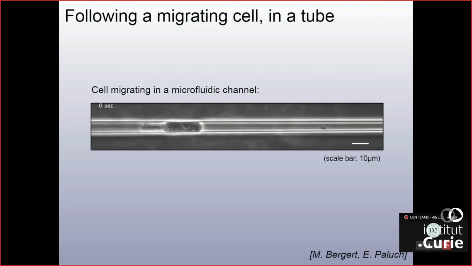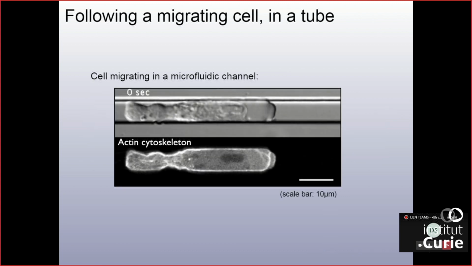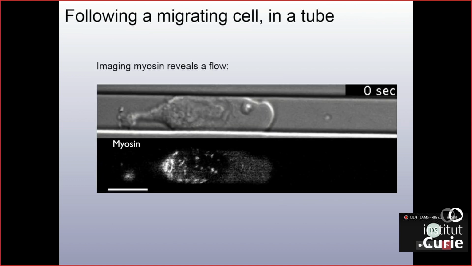So this is a practical example, looking at a migrating cell in a channel. So, okay, this cell is moving in the channel. It's confined. And if we look at a cross-section of the actin cytoskeleton, we can see that it's mostly on the cell surface, which is what I was saying, that most of the actomyosin cytoskeleton is close to the cell membrane. And I hope this one will work.